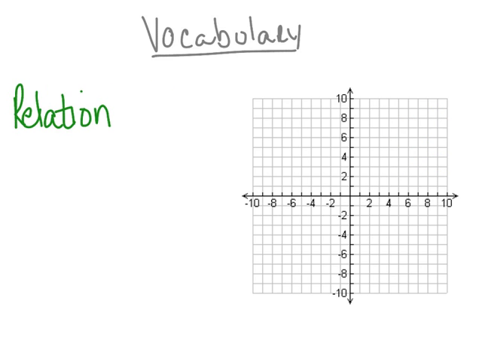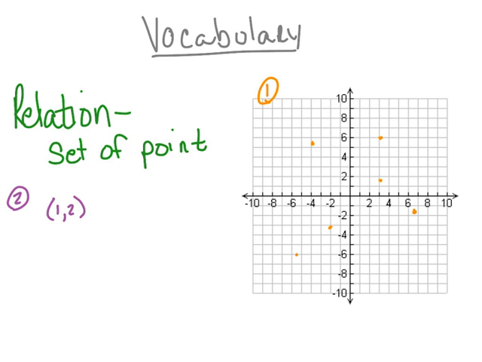Next term we have is something called a relation. And a relation is a set of points or a set of ordered pairs. Now, a set of points or a set of ordered pairs can be described a couple of different ways. One way is to show points or ordered pairs on a Cartesian coordinate plane. So these points would be an example of a relation. However, a second way that we can show a relation or a set of ordered pairs is by actually writing those ordered pairs, such as 1, 2, 3, 4, 5, 6. So this would also be a relation. All it is a set of ordered pairs.